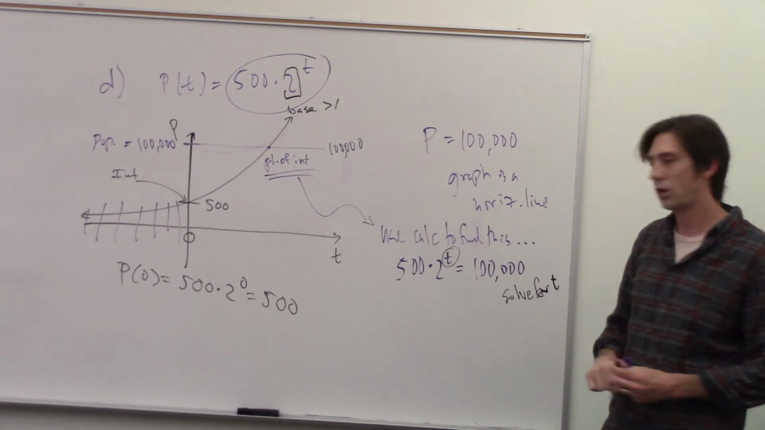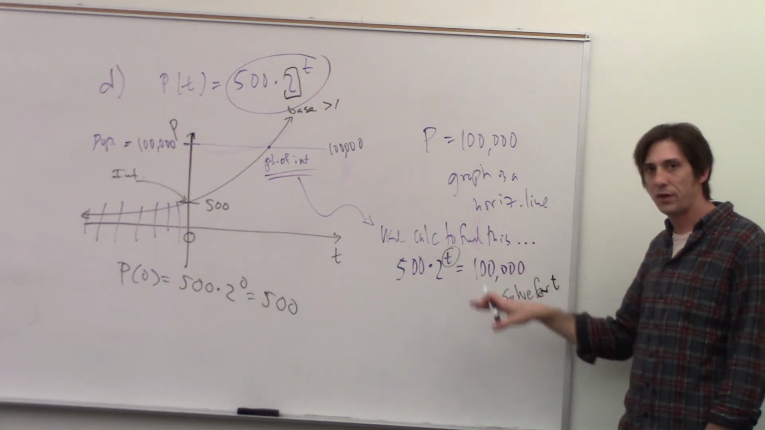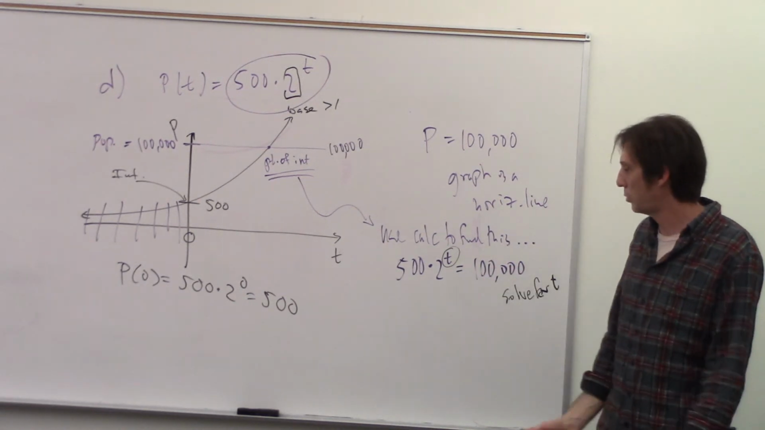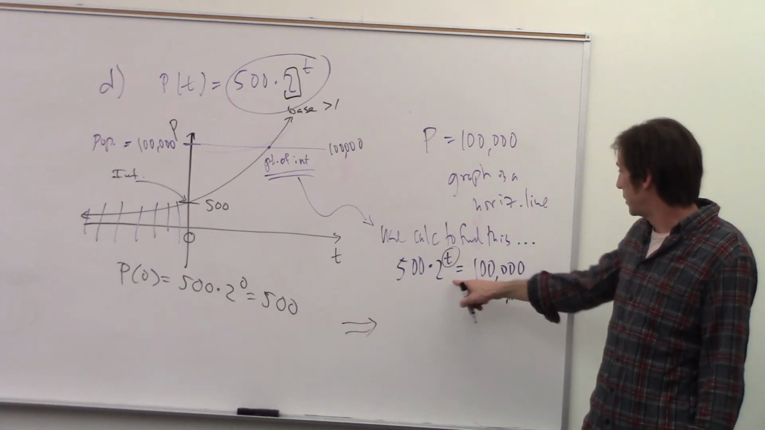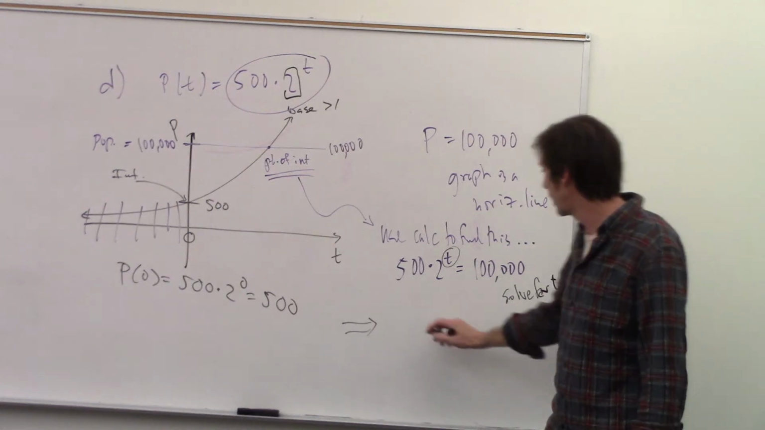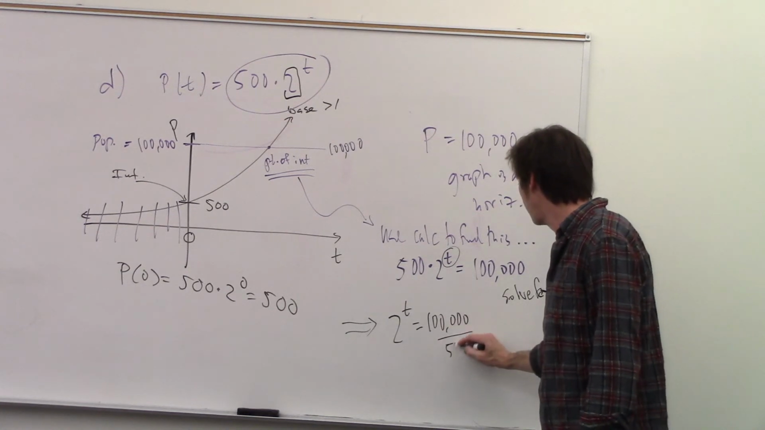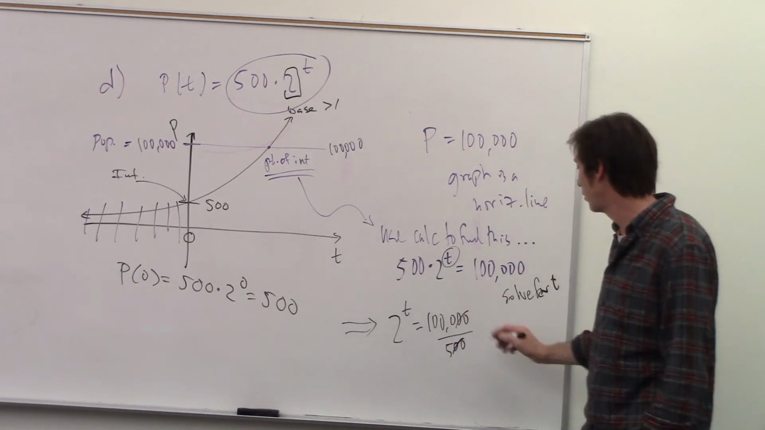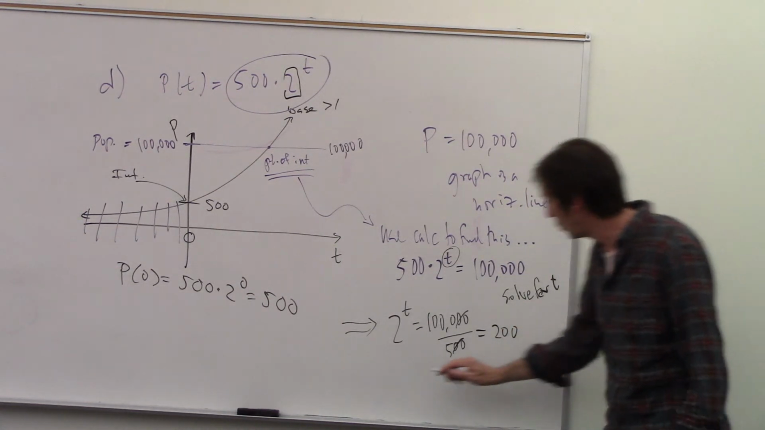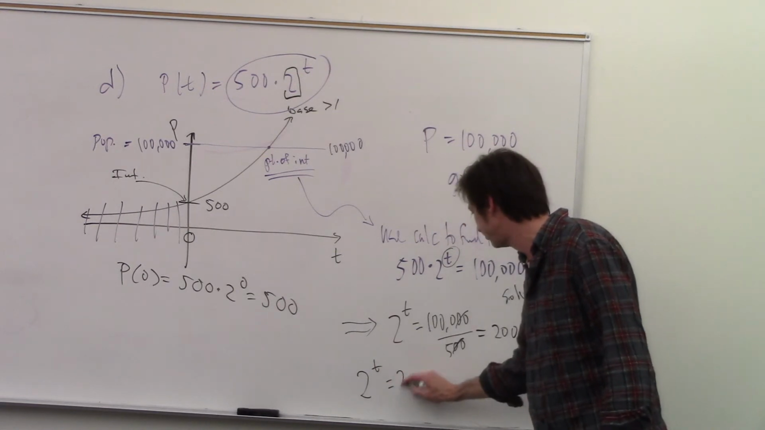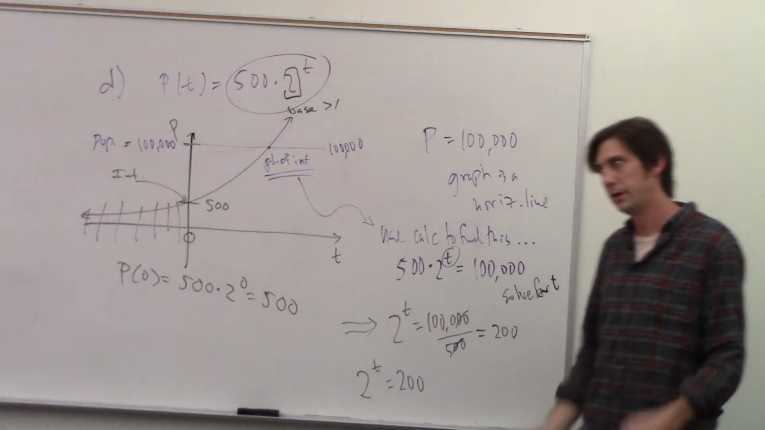In a later section, we're going to learn about something called logarithms, and that will allow us to solve this exactly using some algebra. But for now, let's see. If I divide both sides by 500, I get 2 to the t is equal to 100,000 divided by 500, which is 1,000 divided by 5, and so that's 200. And so I want to find the t value so that 2 to the t is equal to 200.